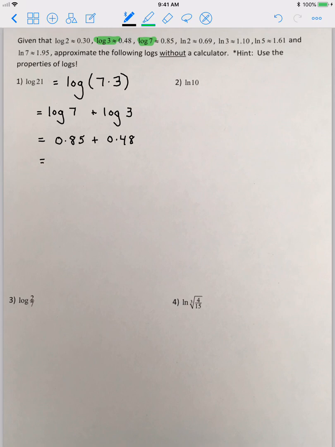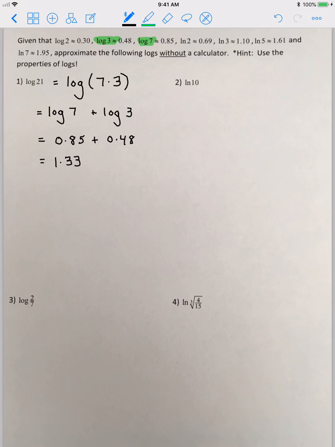And so then without a calculator, you'd be able to combine those two together, 0.85 plus 0.48, which is 1.33. So there's our approximation for the log of 21.